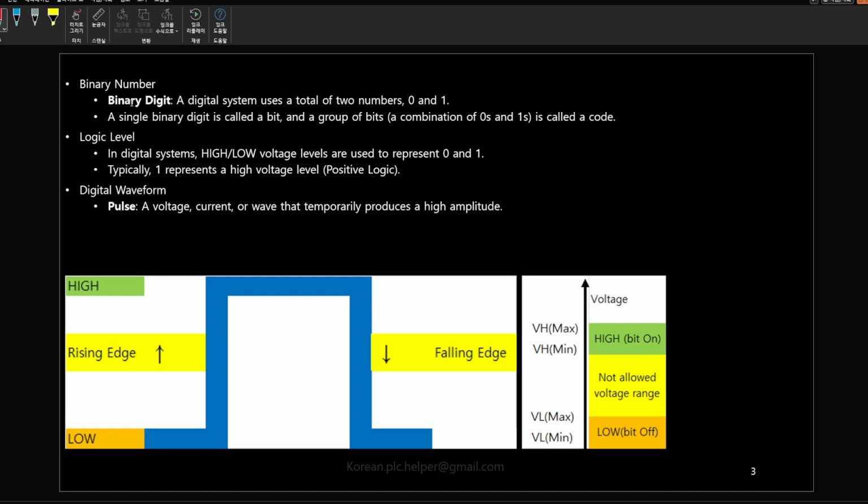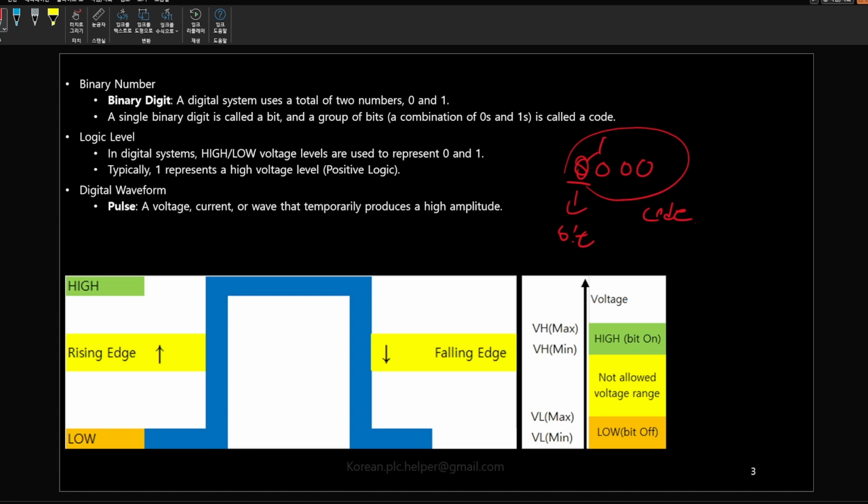And next page, binary number, binary digit. A binary number is a digital system that uses a total of two numbers, 0 and 1. A single binary digit is called a bit. When there is 0, 0, 0, 0, each digit is called a bit, which can be either 0 or 1. A group of bits, a combination of zeros and ones, is called a code.